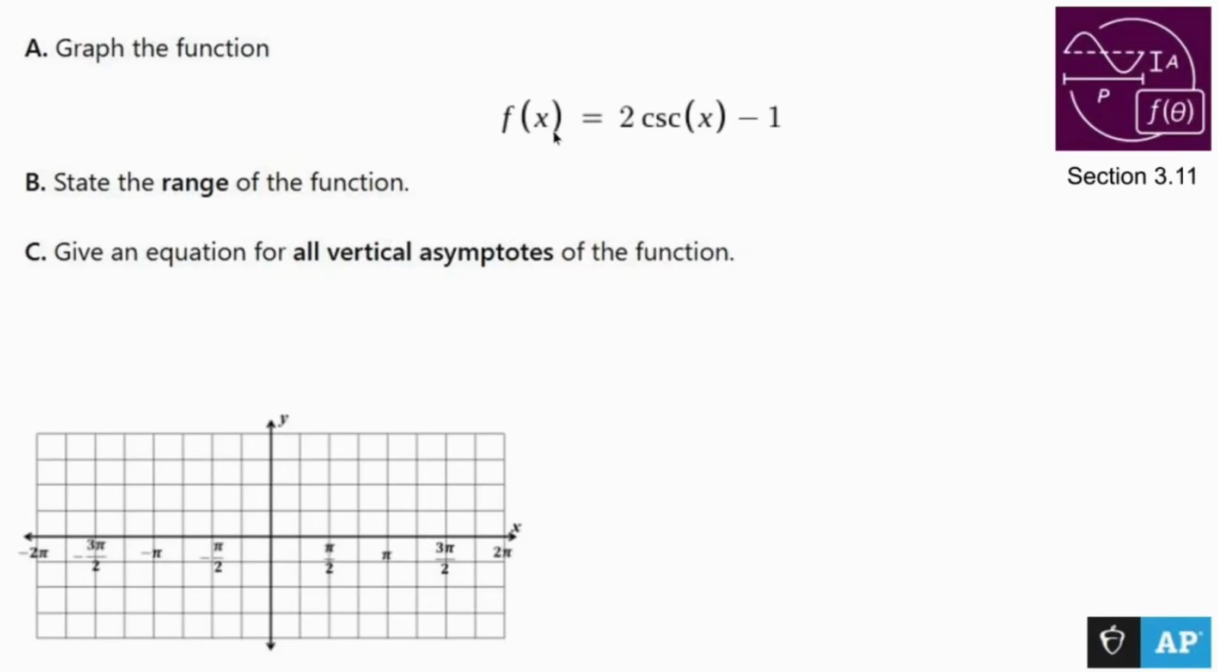Graph the function f of x equals 2 cosecant x minus 1. This is what we're going to do. In order to graph a cosecant or a secant for that matter, what you first need to do is graph the exact same thing but use the reciprocal trig function.